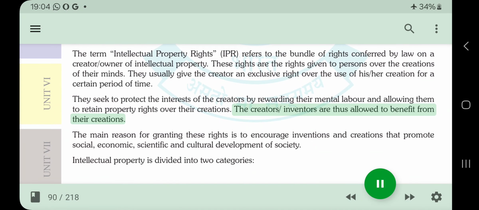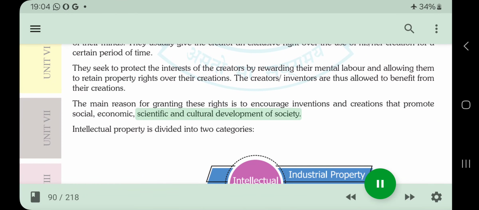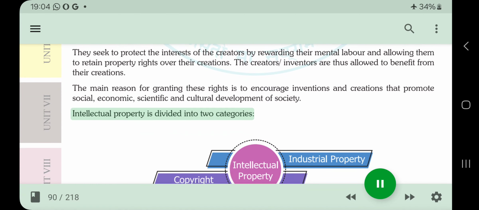The creators, inventors, are thus allowed to benefit from their creations. The main reason for granting these rights is to encourage inventions and creations that promote social, economic, scientific, and cultural development of society. Intellectual property is divided into two categories.